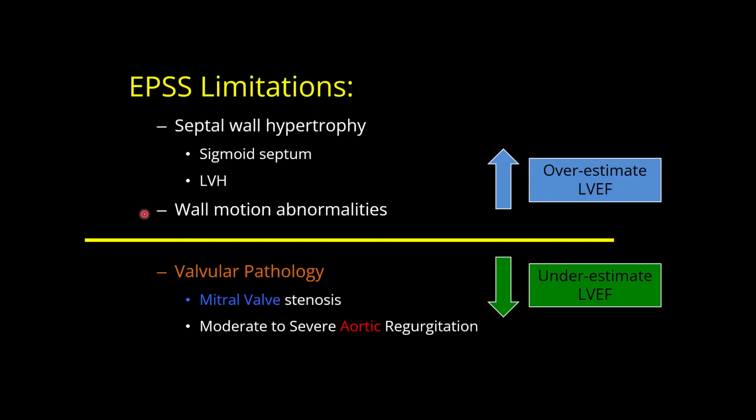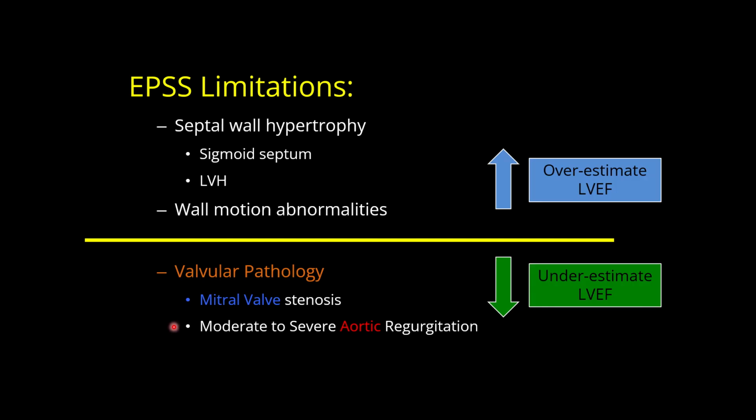Wall motion abnormalities are a problem for every ejection fraction measurement, but in this instance, if you have a wall motion abnormality at the apex of the heart that does not affect the base of the heart, then you're going to still have the same EPSS, but your ejection fraction may be lower than what you measure. And this measurement also heavily relies on looking at the mitral valve. So if your mitral valve is not freely mobile and it's tethered down as in mitral valve stenosis, you're going to underestimate this ejection fraction.